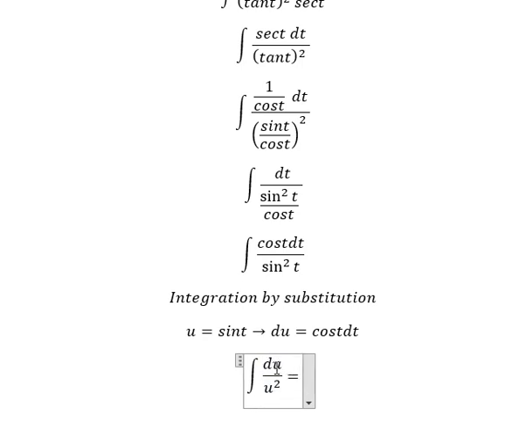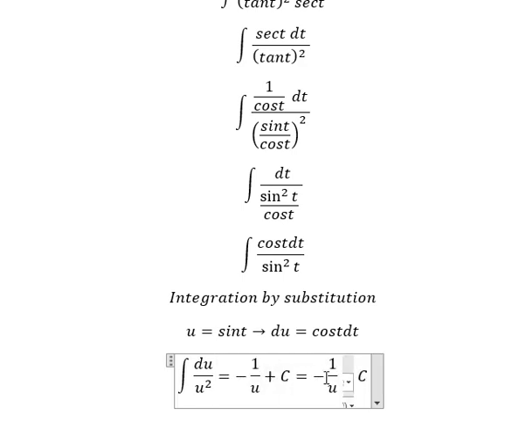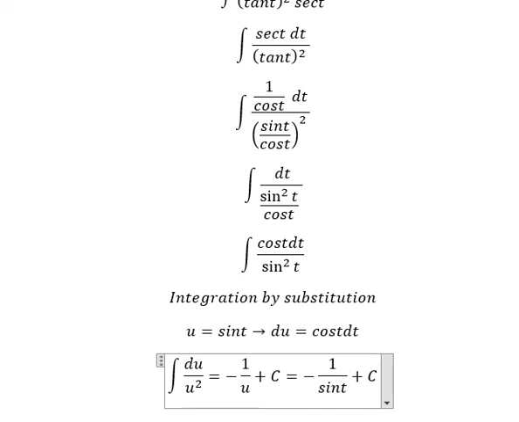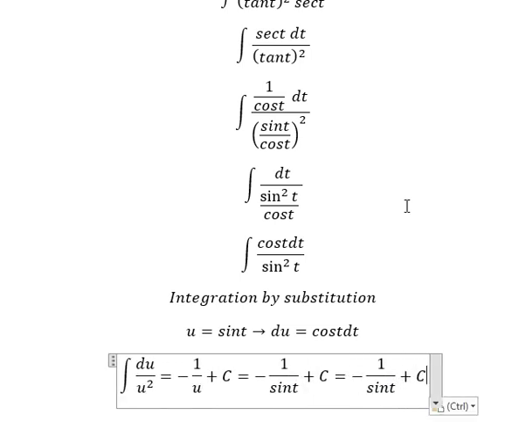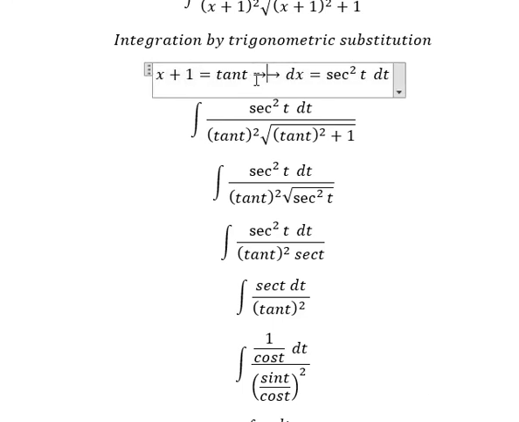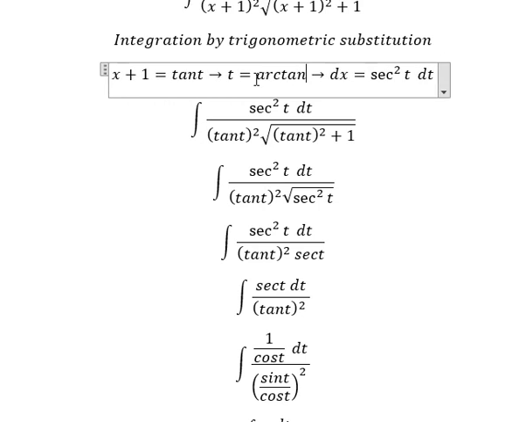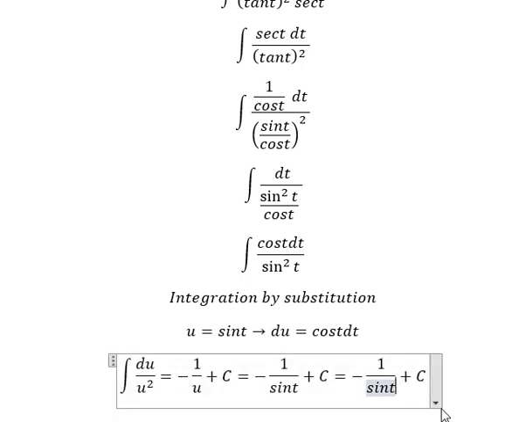The integral of du over u square, you will go about negative 1 over u, and we put about c. About u, that's about sine t. About t, that's about this one. So you got about t equals to arctan of x plus 1. So we put this one to replace for t.